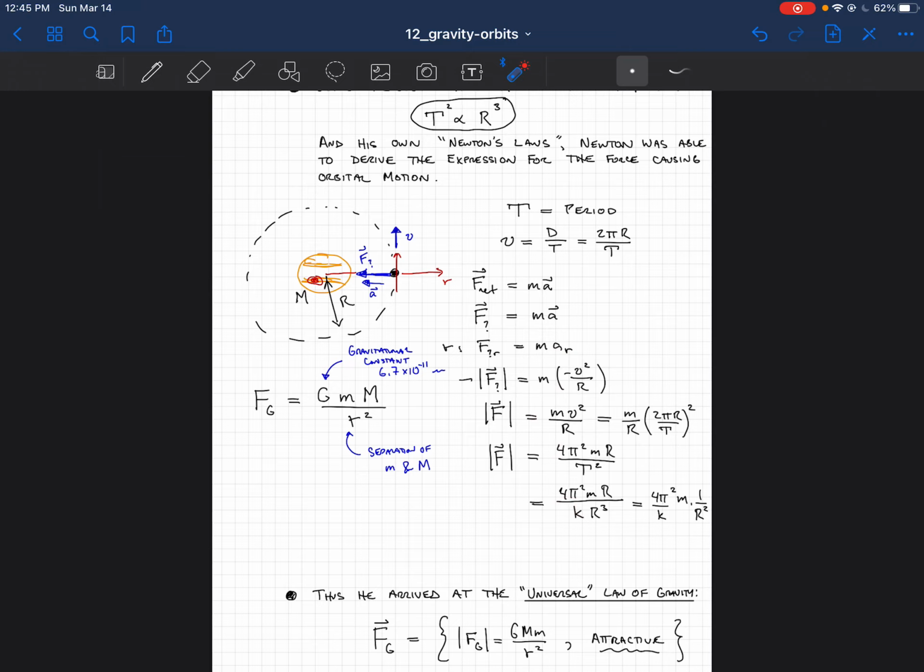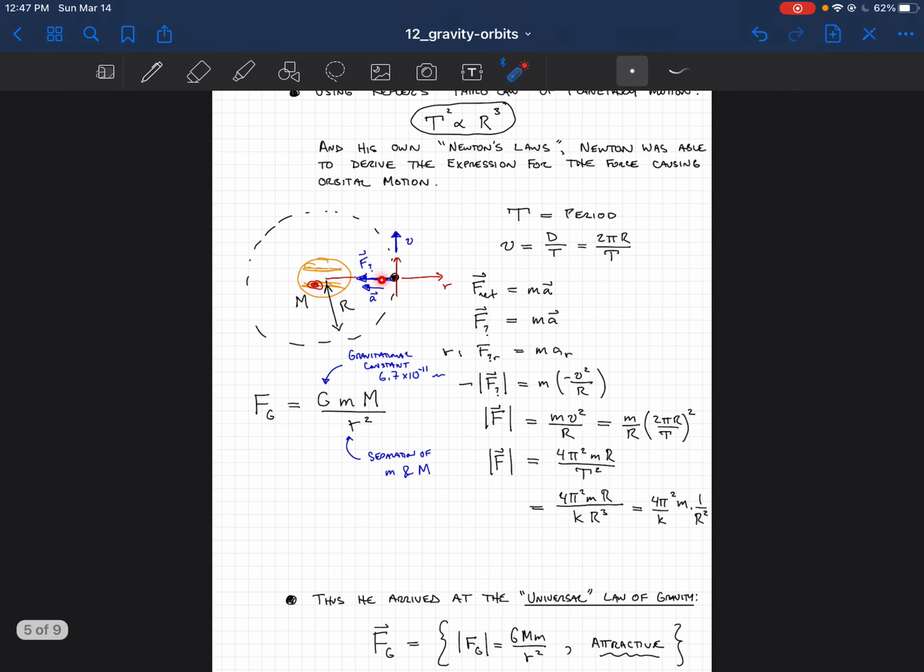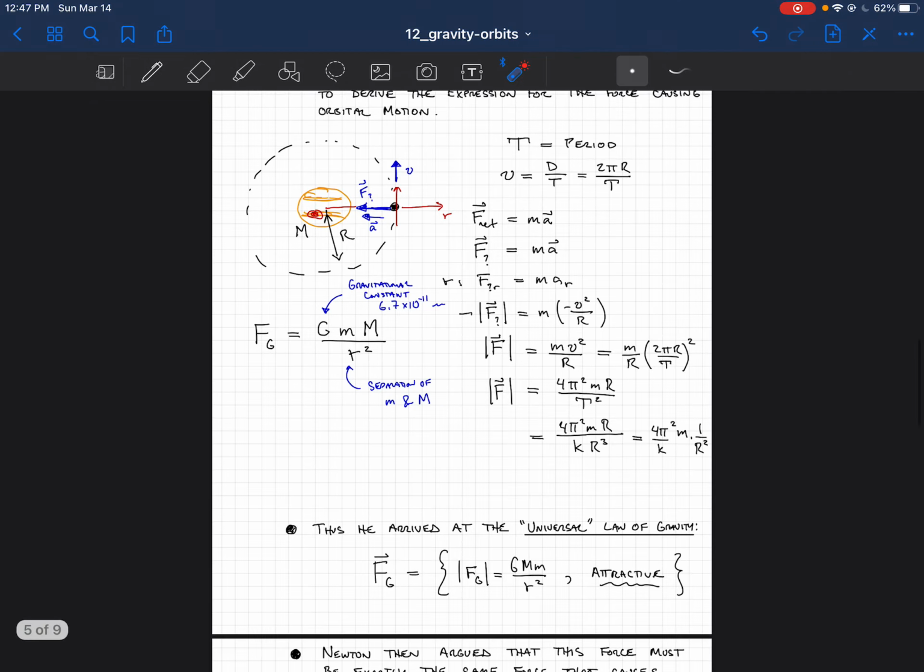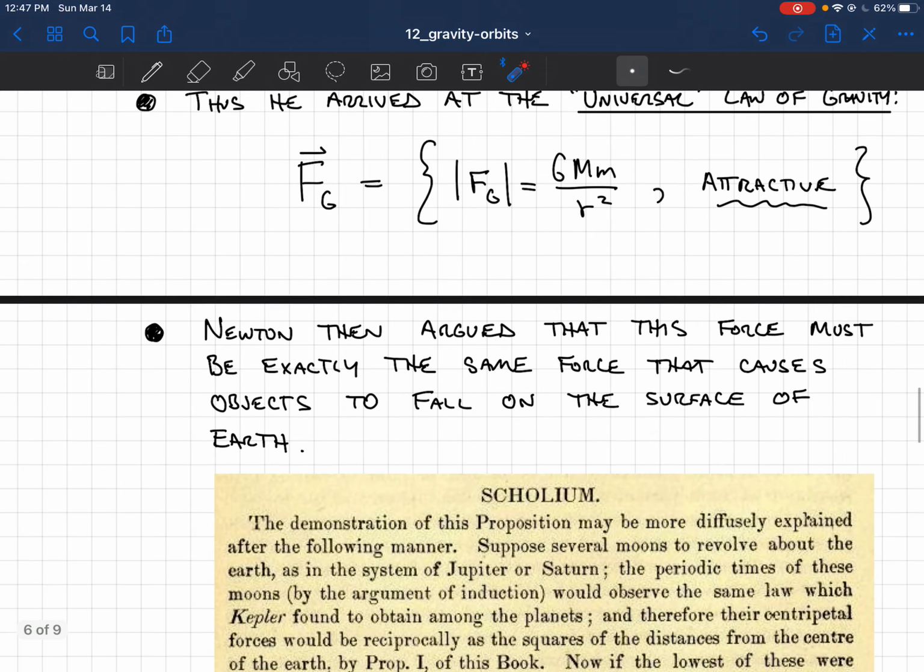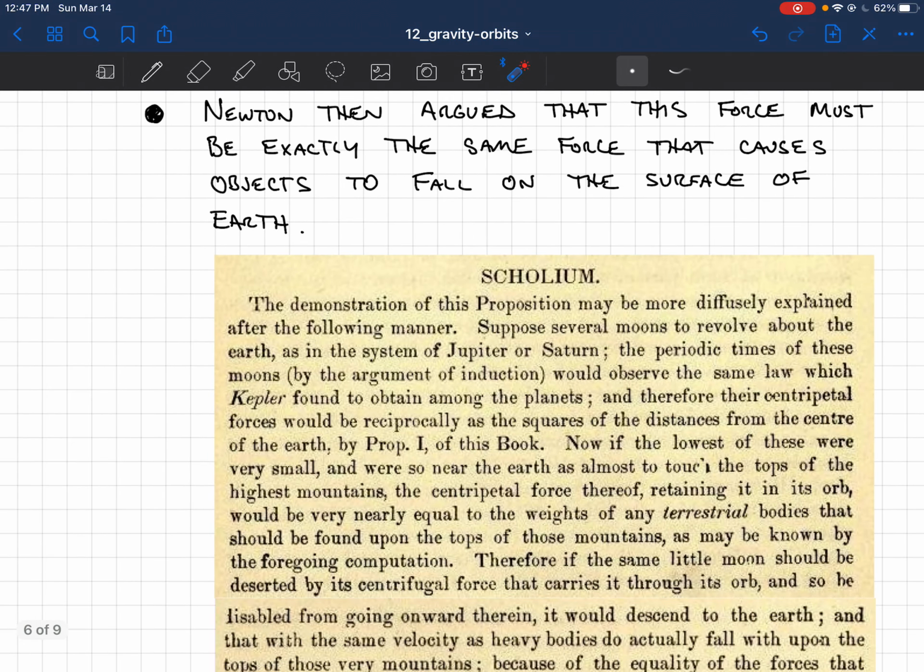And then from these little steps, including the insertion of Kepler's law at this point, we find that that force is a 1 over r squared law, and it's clearly an attractive force based on the necessity of the acceleration pointing inward. So we have a law of gravity. This is called the universal law of gravity.